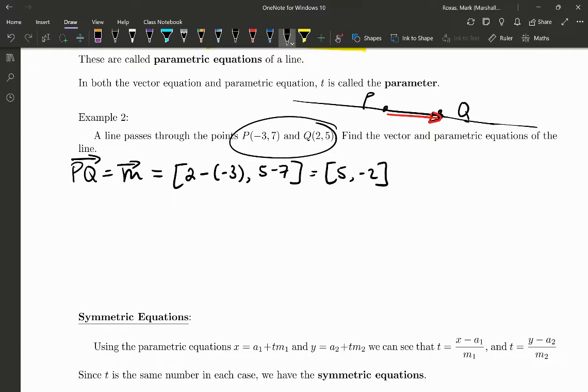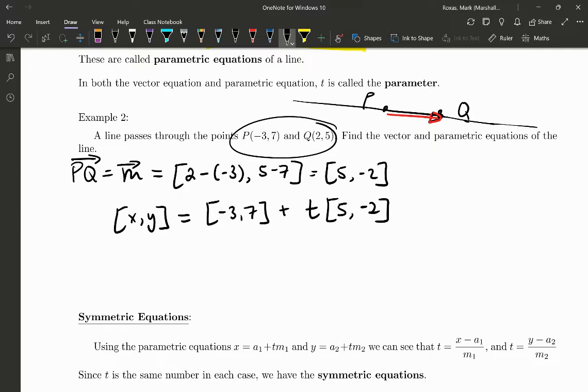To create my equation of a line, x y equals a starting point vector. I need a point vector that's already on that line, so I can use either P or Q. I just turn them into point vectors. If I turn point P into a point vector, I have negative 3 and 7, so there's my starting point, plus some parameter t multiplied by the direction vector 5 and negative 2. And so there's my vector equation of the line.